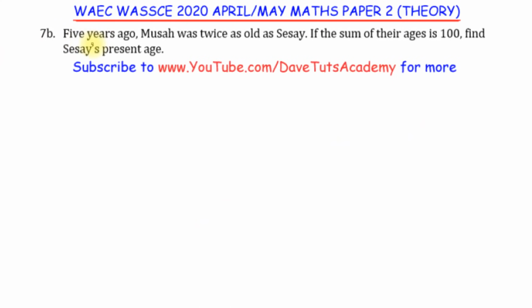Here in this question on word problem on simultaneous equation, we are told that 5 years ago, Musa was twice as old as Sese. Now, if the sum of their ages is 100, we are to find Sese's present age. We need to distinguish something very clearly. We have two case scenarios, okay? There are two case scenarios that we are looking at here.